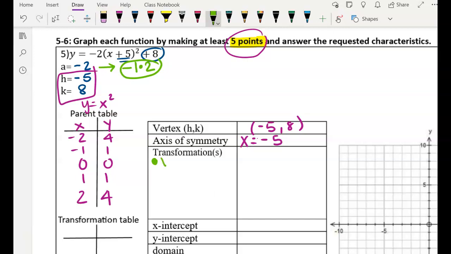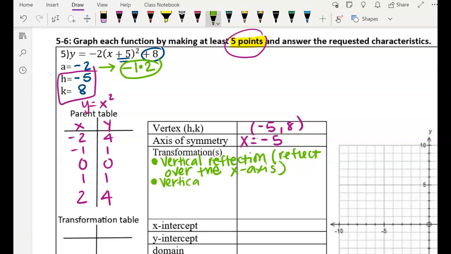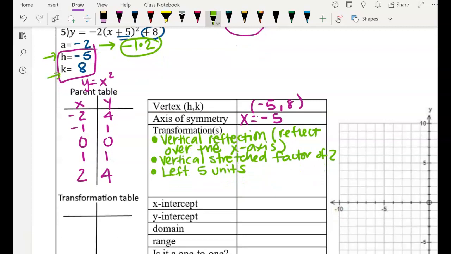The negative in the front is a vertical reflection. Sometimes you will also hear reflect over the x-axis. So either one of those would mean the same thing. Now then the 2, that's bigger than 1, so that's going to have a vertical stretch, factor of 2. Then your h being -5, that's going to be left 5 units. You may also write horizontally shifting left by 5 units. The k being a positive 8, students, that's going to be up 8 units.